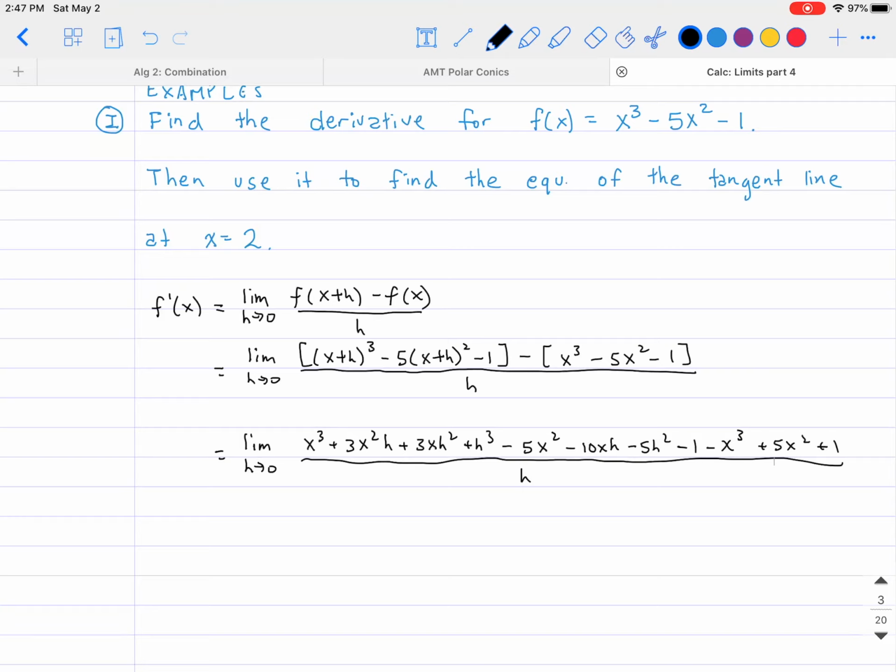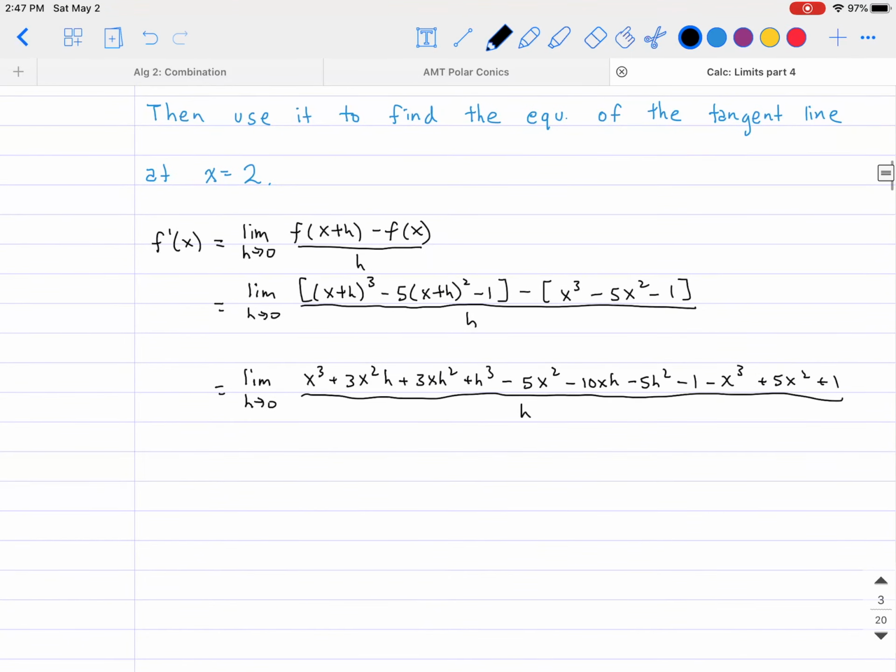And if you don't see how I factor out the x plus h cubed, you can do that on the side if you want. I'm just trying to go through the faster version of it if possible, okay?